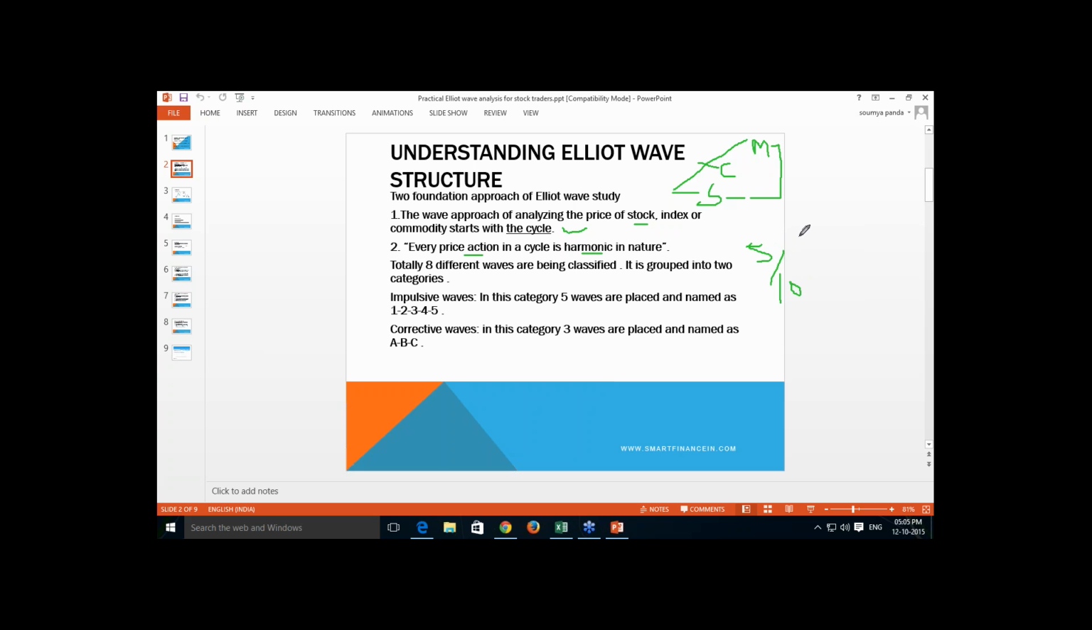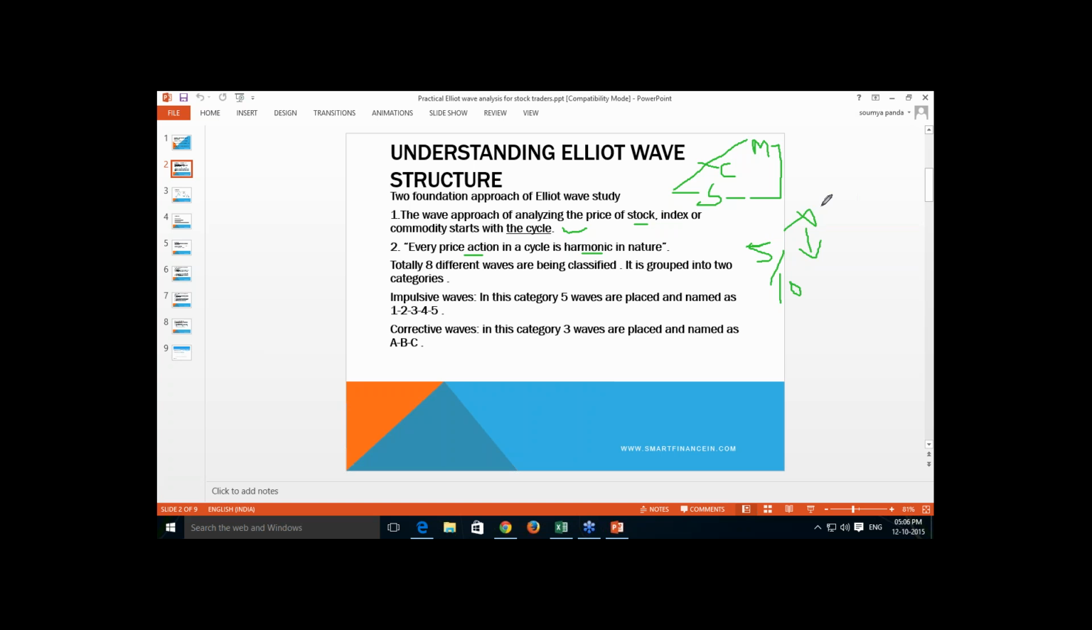So at what price point will this same 5 period moving average be below the 10 period moving average? The price point X where the 5 period moving average goes below the 10 period moving average is known as your trend maturation point or the end of this particular trend. So from the price point where the crossover happened to the price point where the crossover ends is known as your cycle. Then the second part is saying that every price action in a cycle is harmonic in nature.